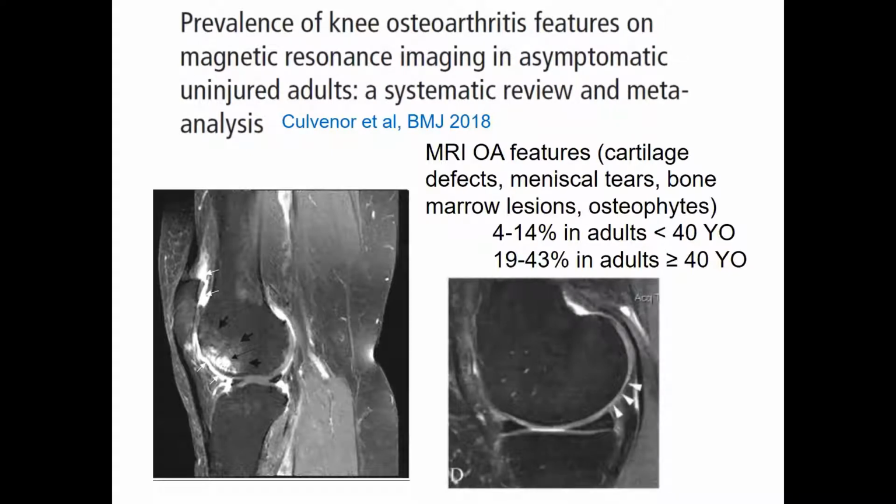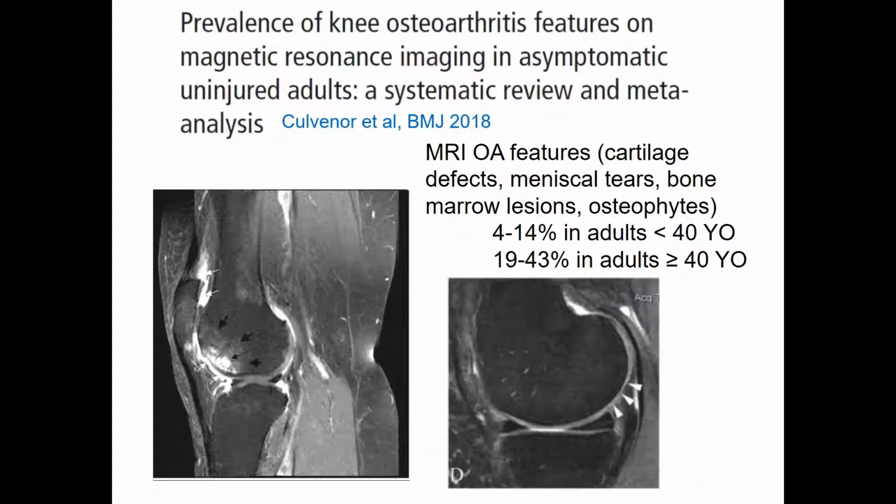These are common findings in people with osteoarthritis, as well as osteophytes. 4 to 14% of adults under the age of 40 and 19 to 43% of adults greater than age 40 had these changes on MRI. Remember, these people are not symptomatic. So this tells you that there can be changes in joint structure that are occurring that may not result in symptoms. And that's one of the big conundrums around osteoarthritis.